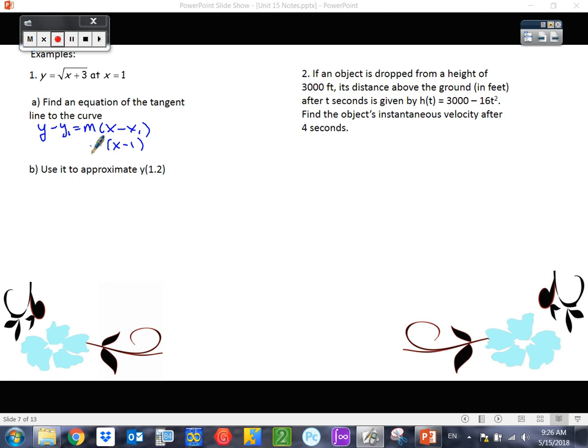I don't have m yet. I'm going to have to find that. I need y1. How am I going to find y1? I'm just going to substitute that in, right? Just sub that in. So the square root of 1 plus 3 is the square root of 4, which is 2. So this is just y minus 2. Okay, is everybody okay so far?